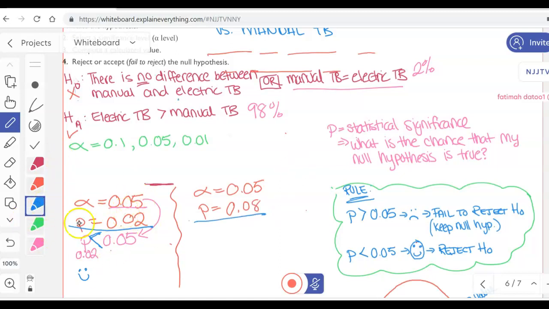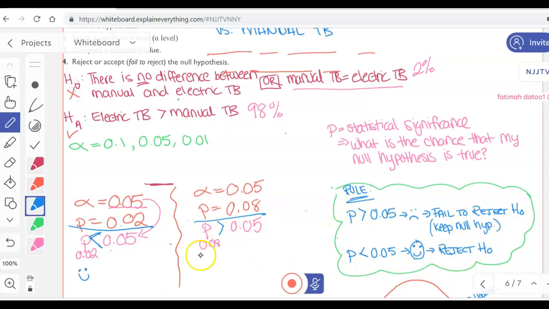So to do this, I'm going to copy the same steps that I did here. I'm going to bring p down. So p is 0.08. And then I'm going to bring this number down here because that's what I'm comparing it to. So my significance level is 0.05. Okay, now I want to figure out whether the p-value is smaller or bigger than the significance level. And what do you guys think here? So here, 0.08 is bigger, right? Is bigger than 0.05.